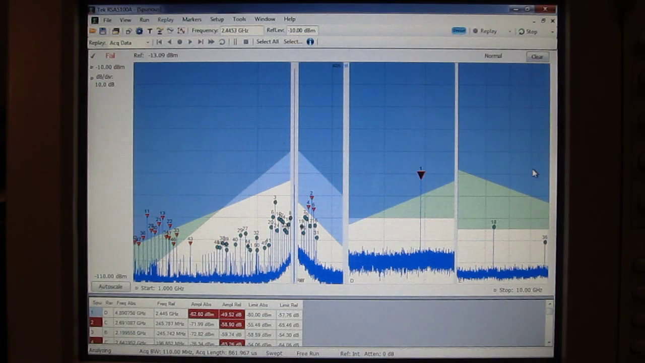So we can take advantage of the very fast, wide span, narrow resolution bandwidth sweep speeds and take advantage of the fact that we can skip over unnecessary regions in the sweep and get very, very fast results for spur testing.